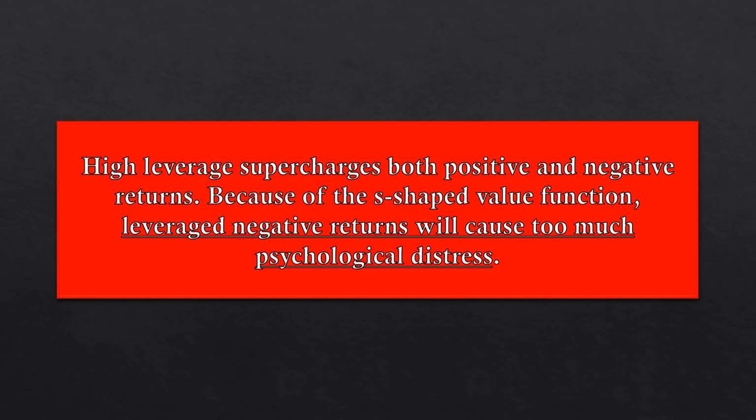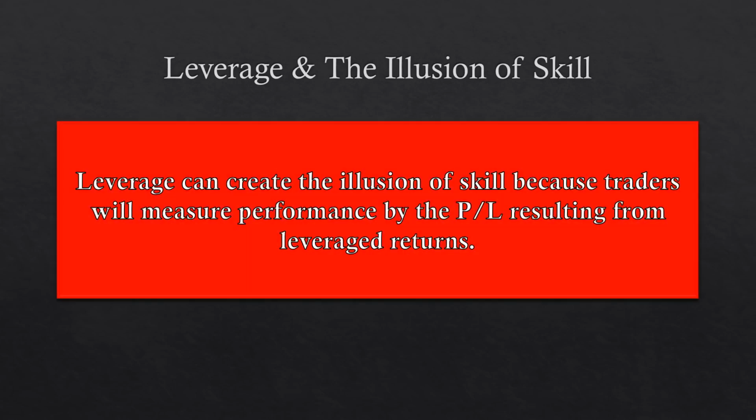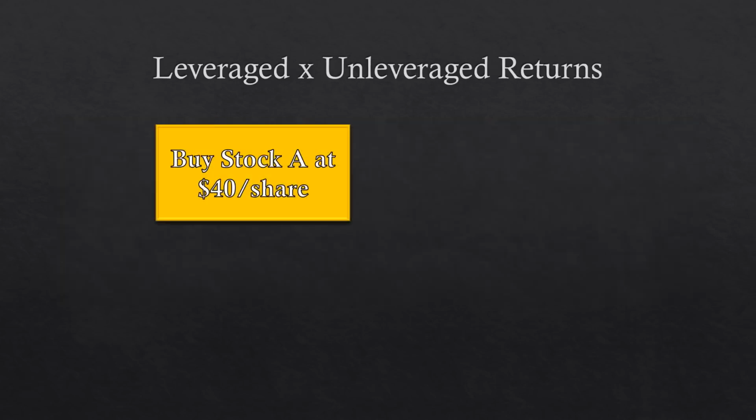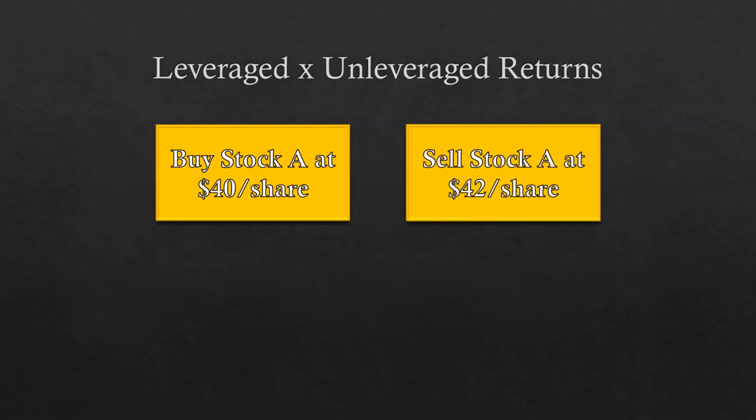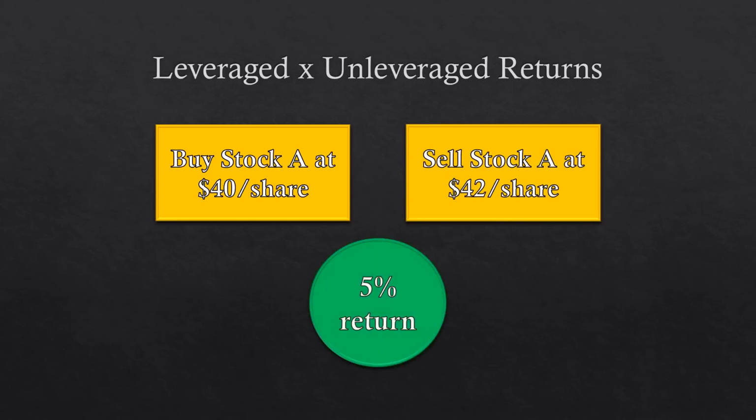Leverage also creates the illusion of skill because traders will measure performance by the P&L resulting from leverage returns. One idea that is absolutely necessary to have in mind is the difference between the leveraged and unleveraged return. For example, if you buy a stock at $40 and the stock goes up to $42, you made a 5% unleveraged return. It's unleveraged because we are measuring the percentage change in price, not the percentage change in P&L.